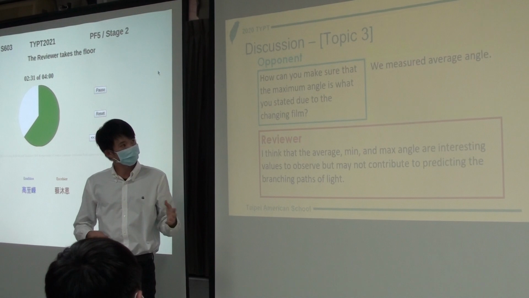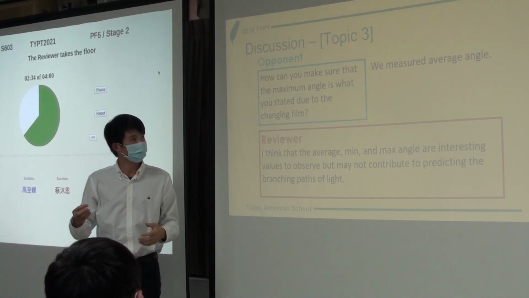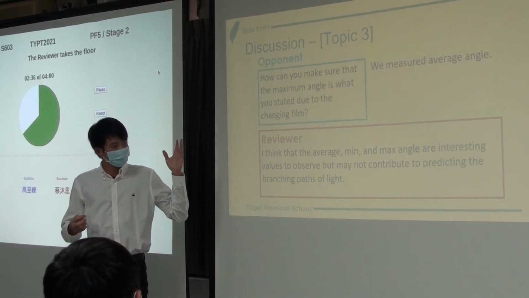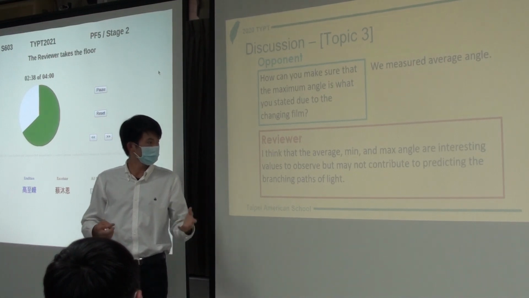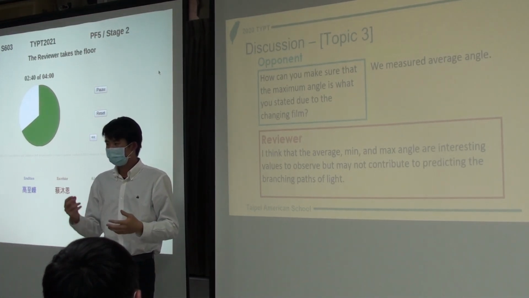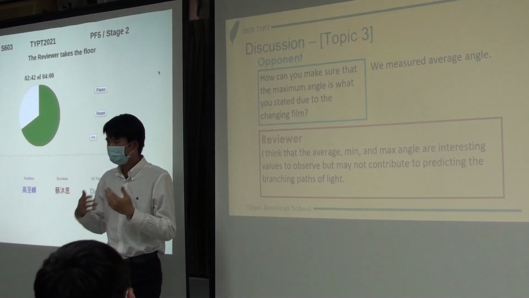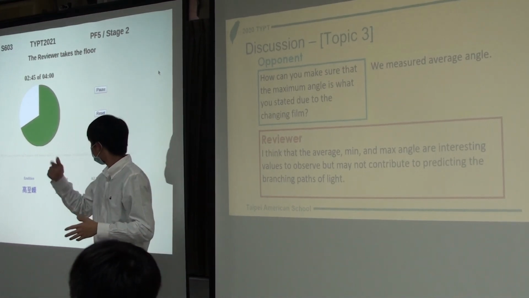Alright, so the next question is, how can you make sure that the maximum angle is what you stated during the changing film? So the reporter measured the average angle. I think that the average, min, and max angles are interesting values to observe, but I do not think that that may help create the theory that predicts the branchings of light.